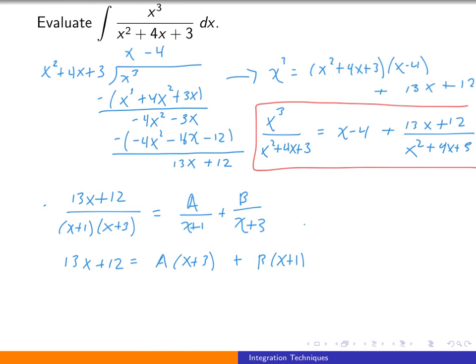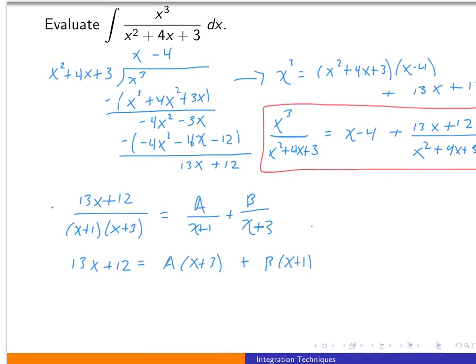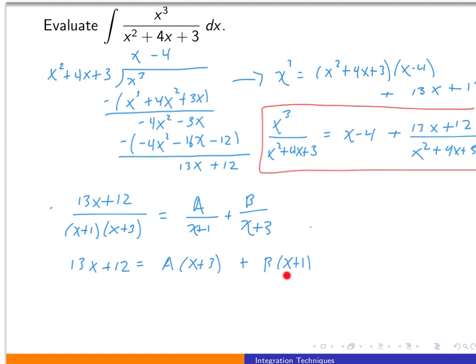Now, looking at the x plus 1 term with the b, we see that an intelligent choice for x would be minus 1. So if we let x be equal to minus 1, what we have on the left-hand side is going to be the number minus 1 equals a times 2, so that a is equal to minus 1/2.